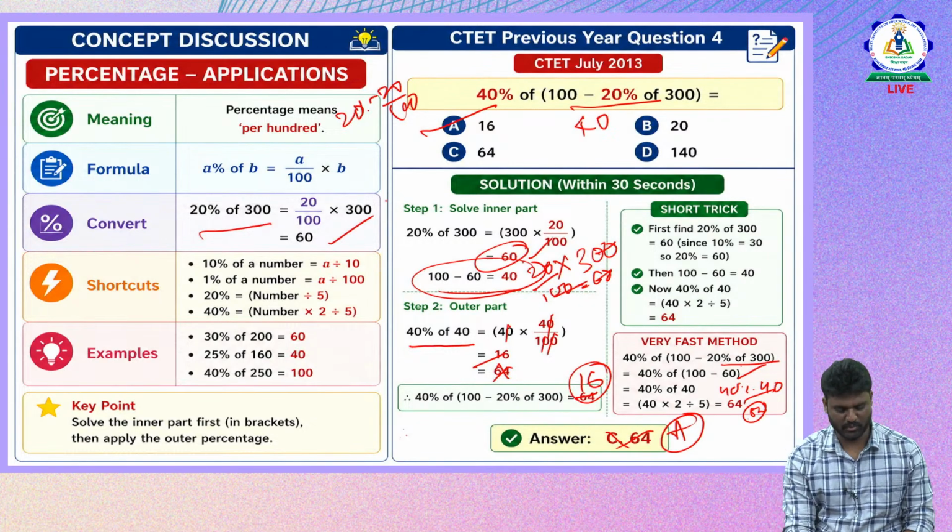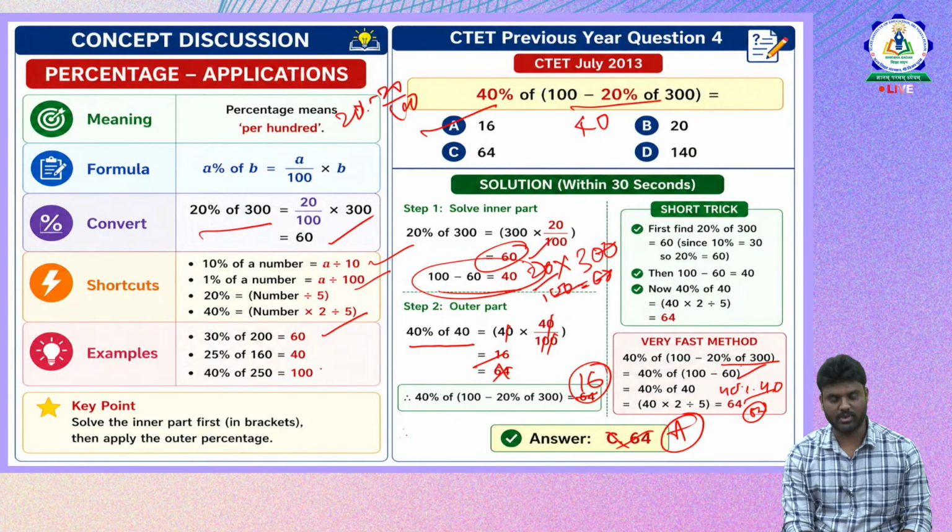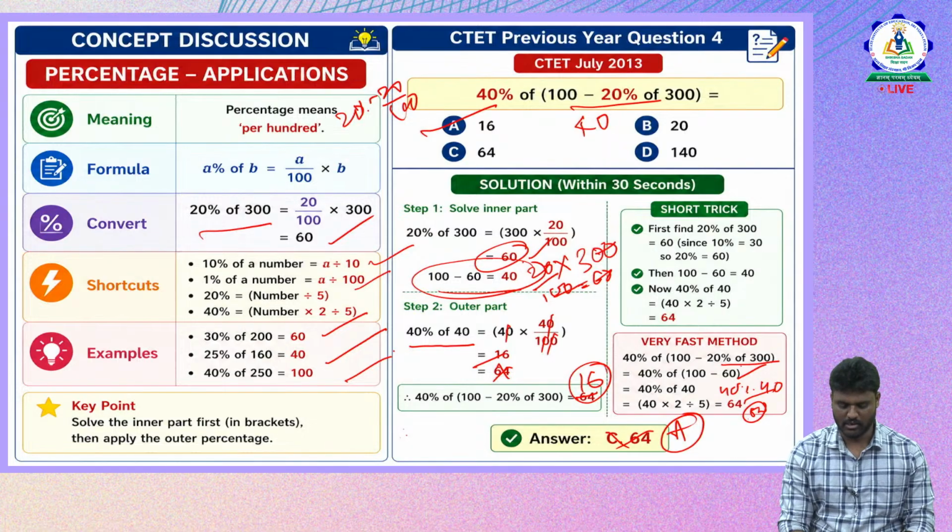We have to remember some things: 10% of a number means the number divided by 10, and 1% means 1 by 100. Some examples: 30% of 200 is 60, 25% of 160 is 40, 40% of 250 is 100. Whenever they ask such questions, simplify first within the bracket and then outside the bracket, and we'll get the answer.